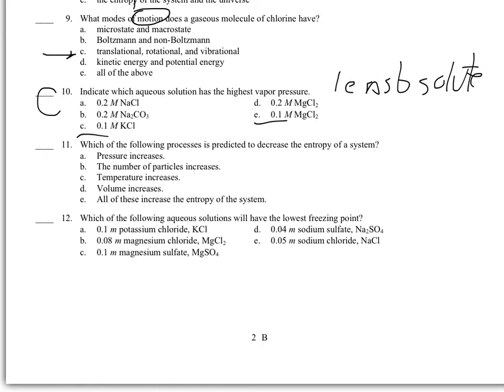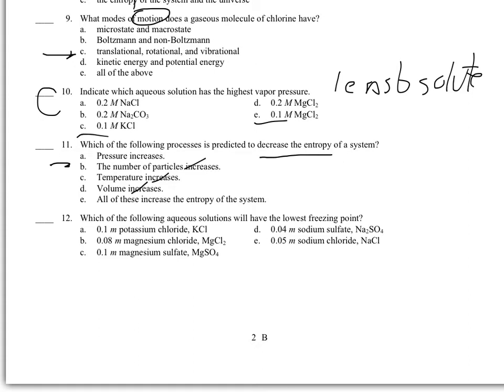Which of the following processes is predicted to decrease the entropy of a system? And so we're talking about decreasing entropy. Pressure increases? Well, I'm not sure, so let's get back to that one. B, the number of particles increases. Nope, that's going to increase. Temperature increases? Nope. Volume increases? No, it gives it more room to spread out. You have a bigger room, it's harder to clean it.